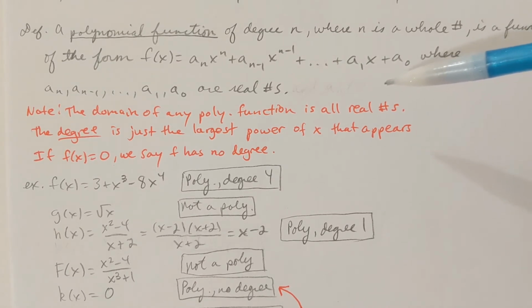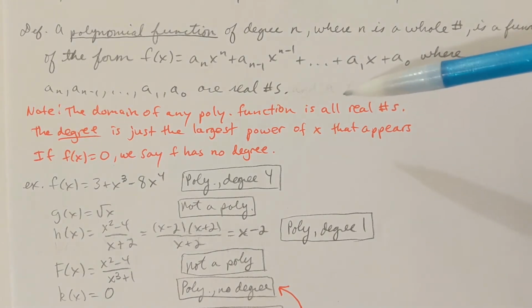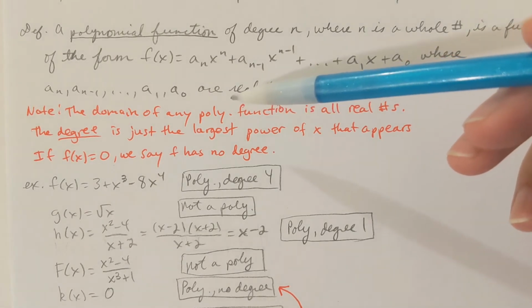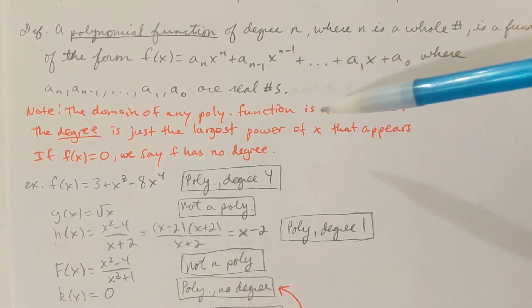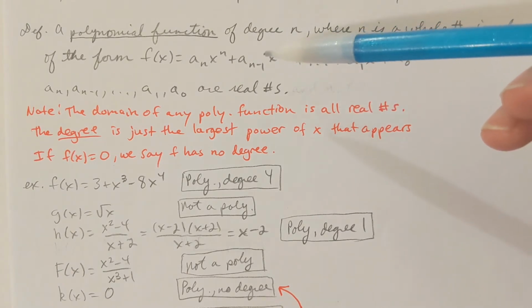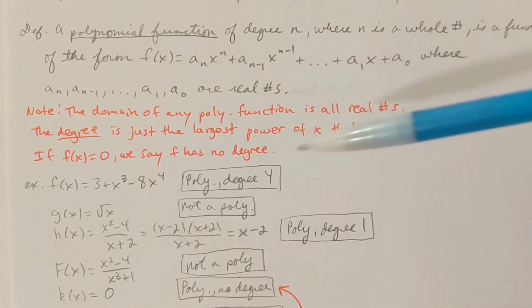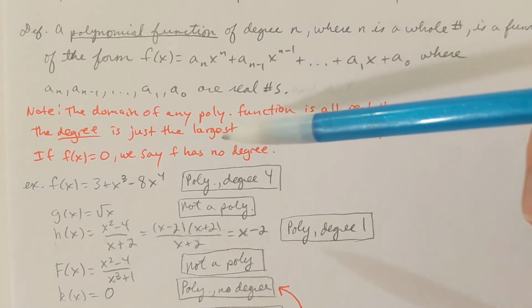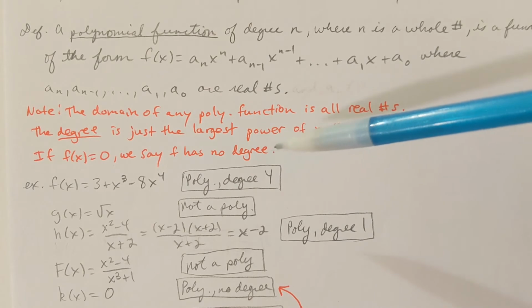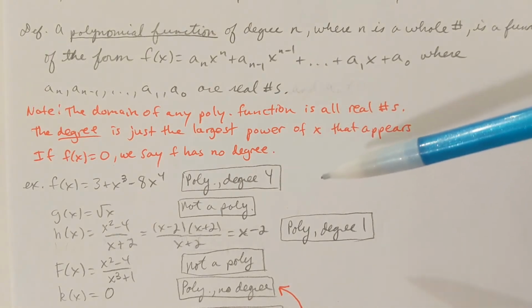There's no division by anything, and there's no square roots or any other radicals that I've got to worry about. So all real numbers. The degree is the largest power of x that appears. So the degree is important. If f of x equals 0, we say f has no degree. So we'll look at that.